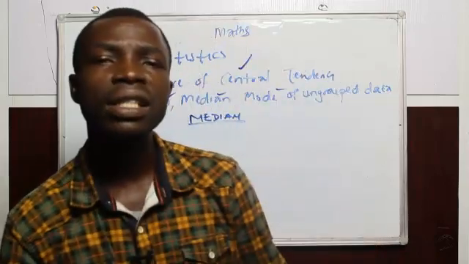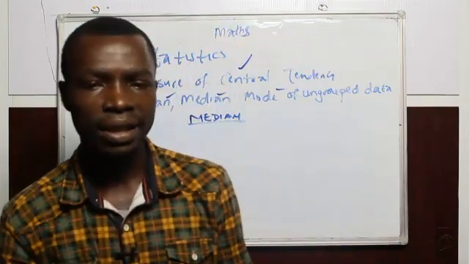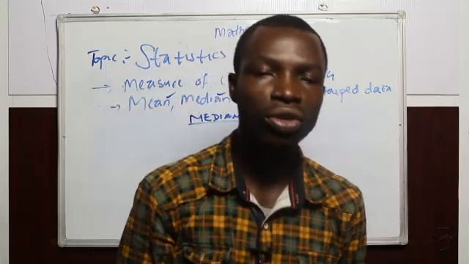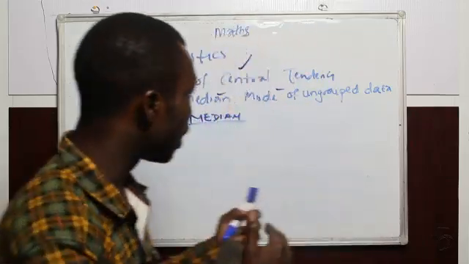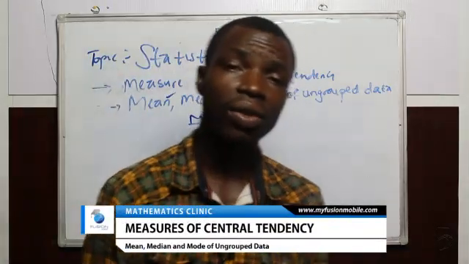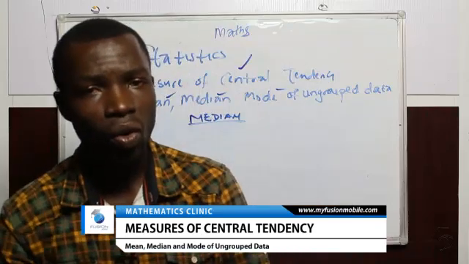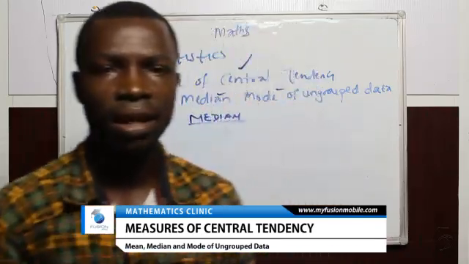One, we can arrange it first in ascending order, two, in descending order. This is another method of finding the median. As we move forward, we can also use another method to find the median. But on this topic, we are going to be using ascending order and descending order to find the median of ungrouped data. Therefore, let us take this example.